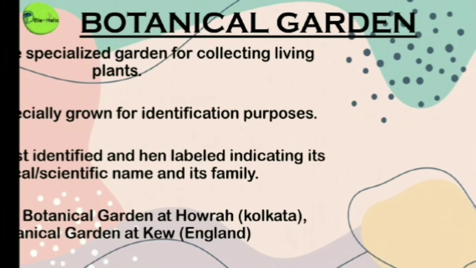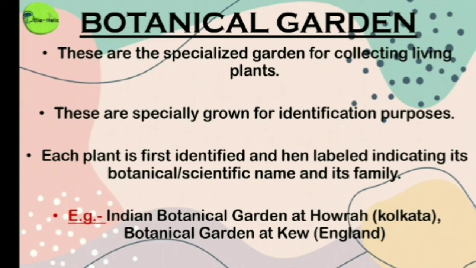And the next one is botanical garden. These are specialized gardens for collecting living organisms, specifically living plants, and these are specially grown for identification purposes. Each plant is first identified and then labeled, indicating its botanical or scientific name and its family. One example is Indian Botanical Garden at Howrah and Botanical Garden at Kew in England.